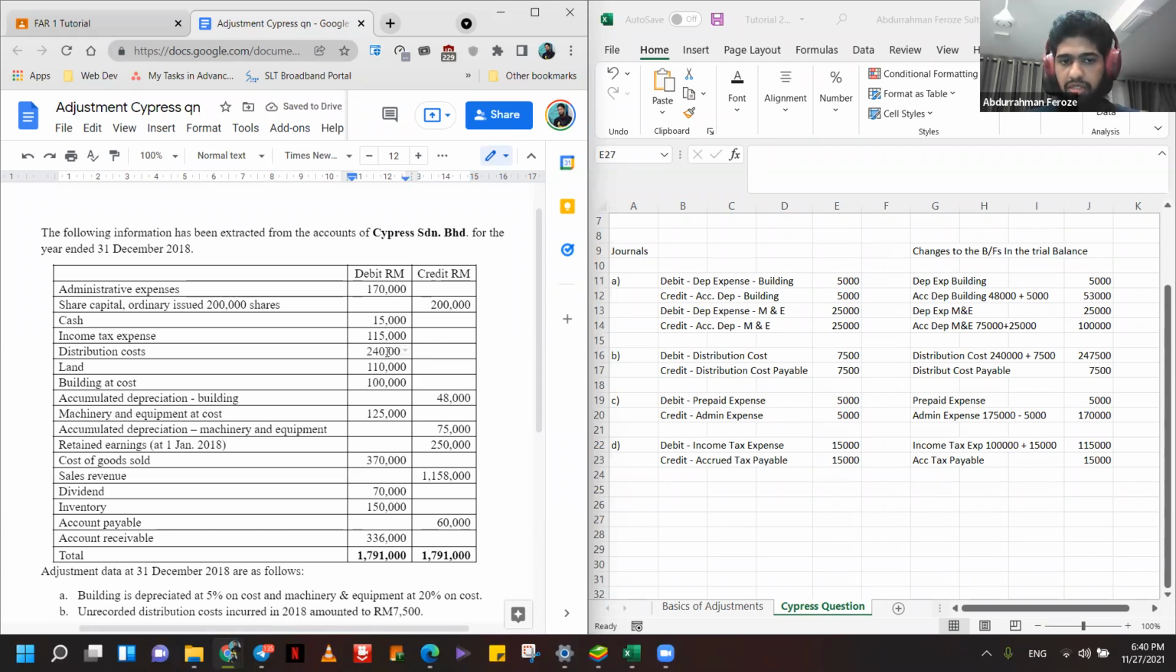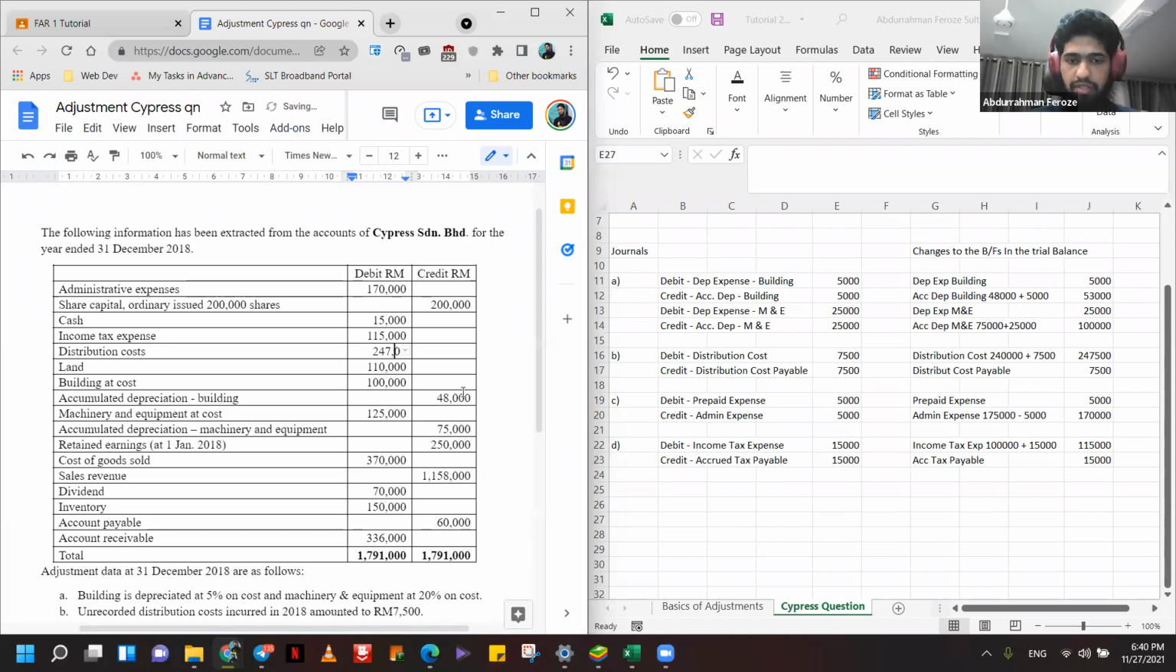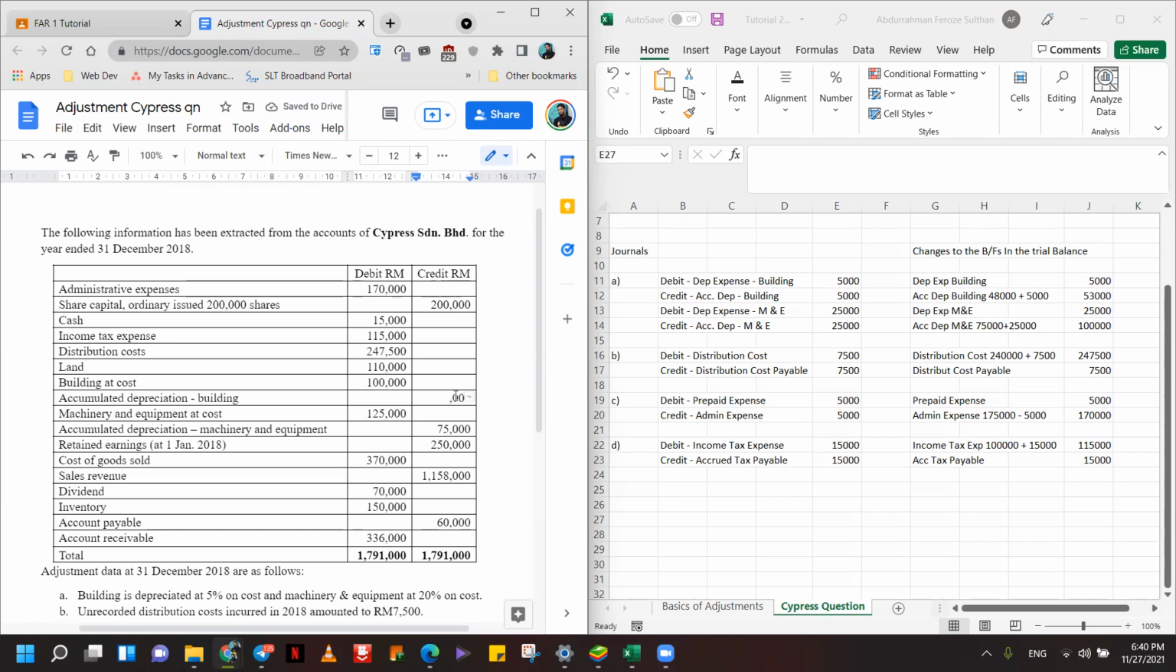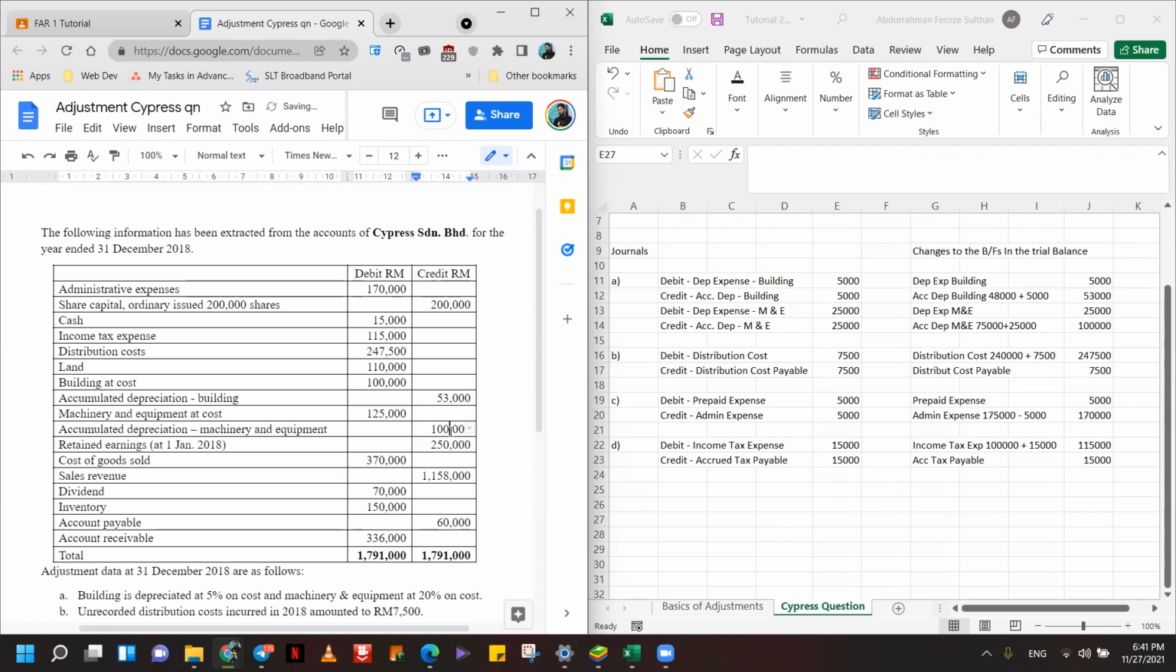Distribution cost, how much should this be? 247,500. Okay, 247,500. Now land remains at 110,000. Building at cost also remains the same. Accumulated depreciation building, how much should this be? 53,000. Okay, 53,000. Machinery and equipment at cost remains the same. Accumulated depreciation, machinery, how much should this be? 100,000. Okay, 100,000.